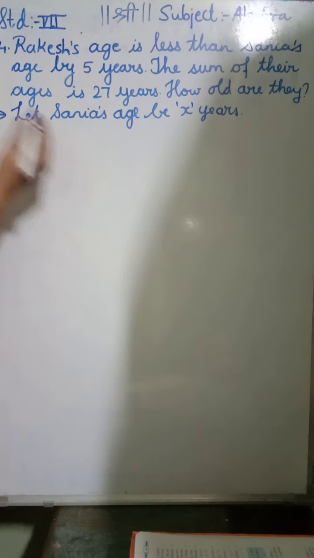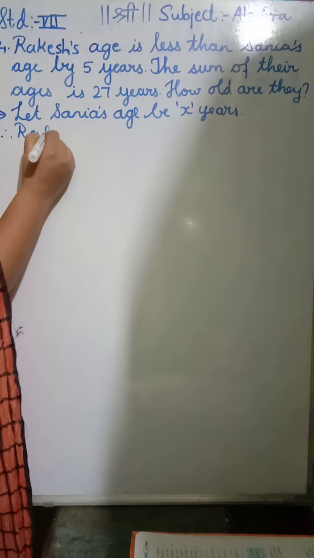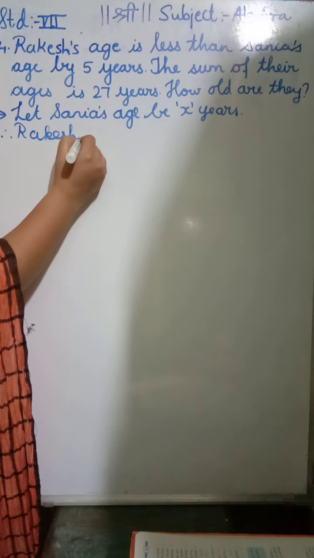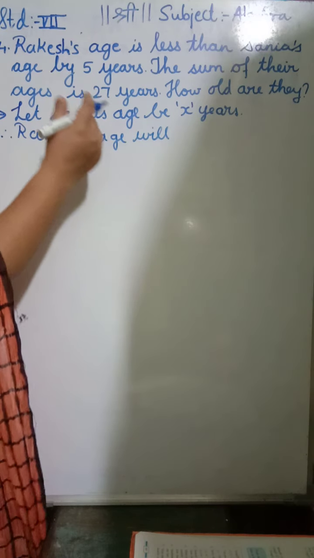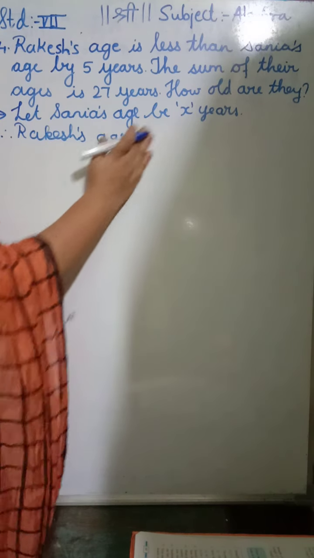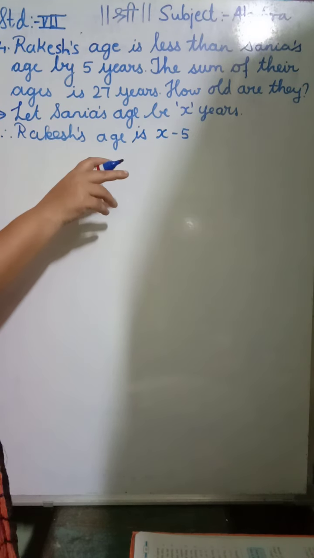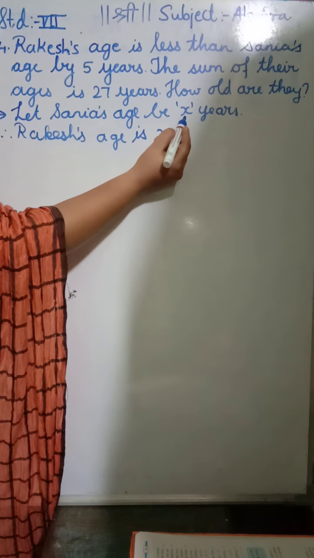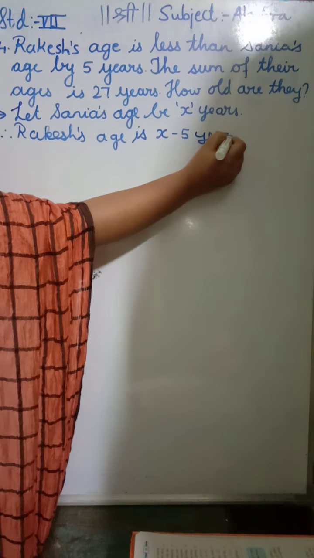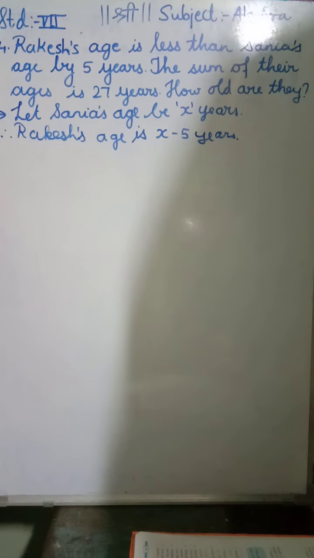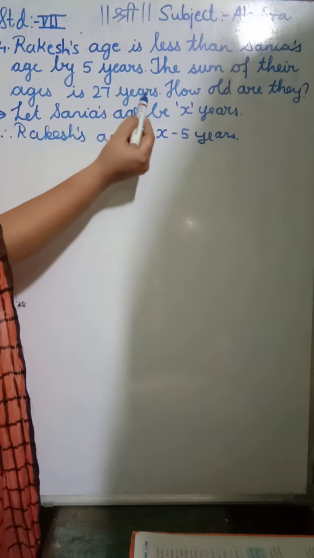Now if Sania is X years, then what will be Rakesh's age? Rakesh's age is X minus 5, because he is smaller than Sania. So whatever her age will be, from that minus 5 will be Rakesh. So Rakesh will be X minus 5.